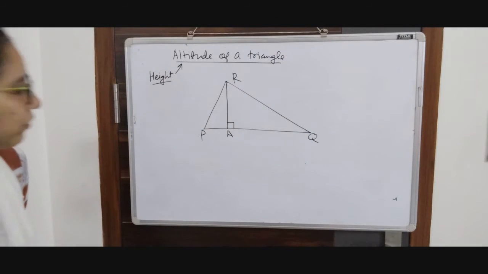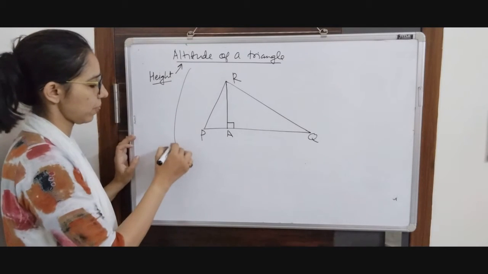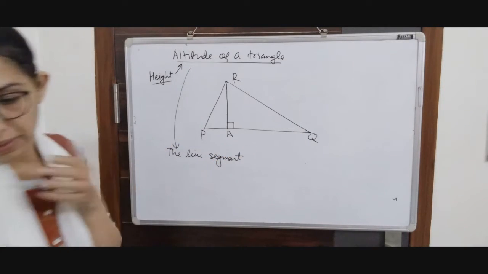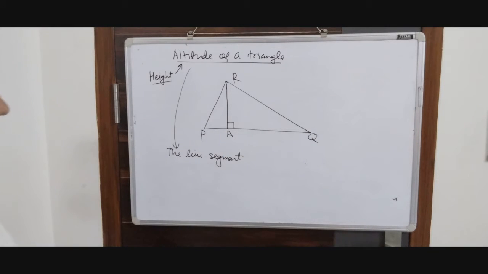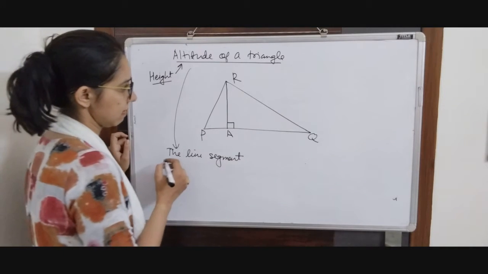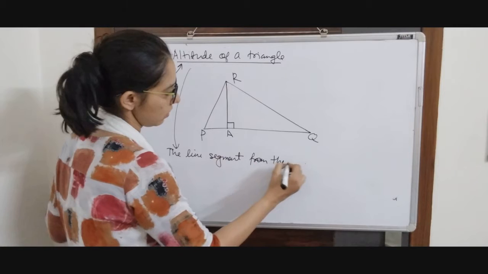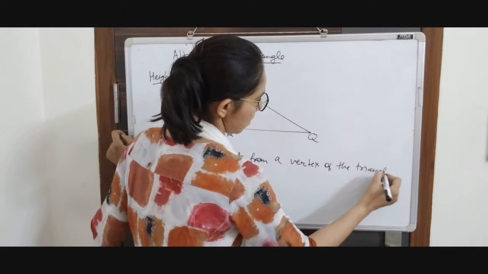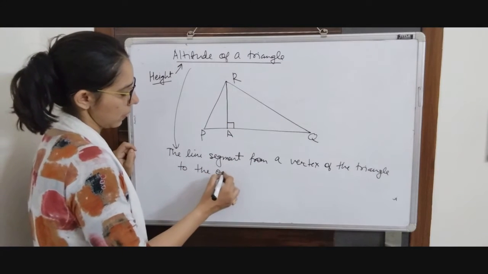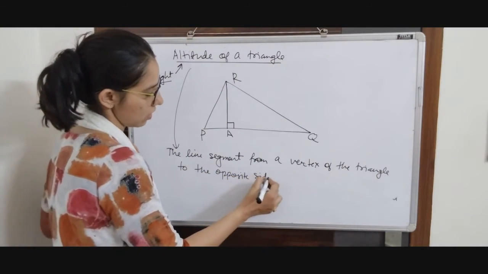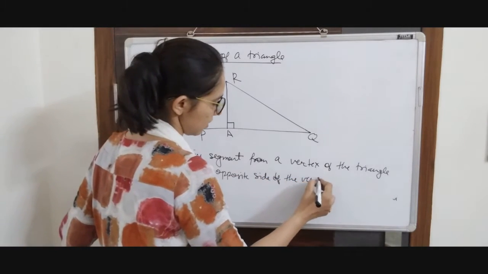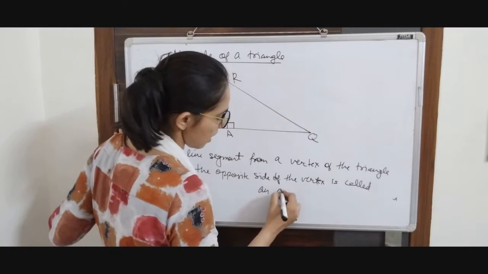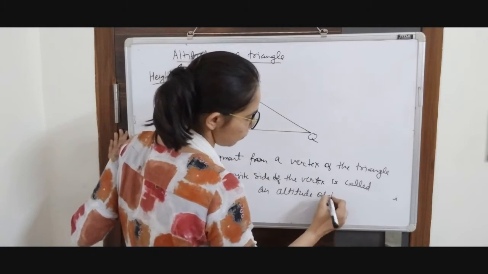Now I am going to write the definition here. So an altitude is the line segment from a vertex of the triangle to the opposite side of the vertex is called an altitude of the triangle, of that triangle.